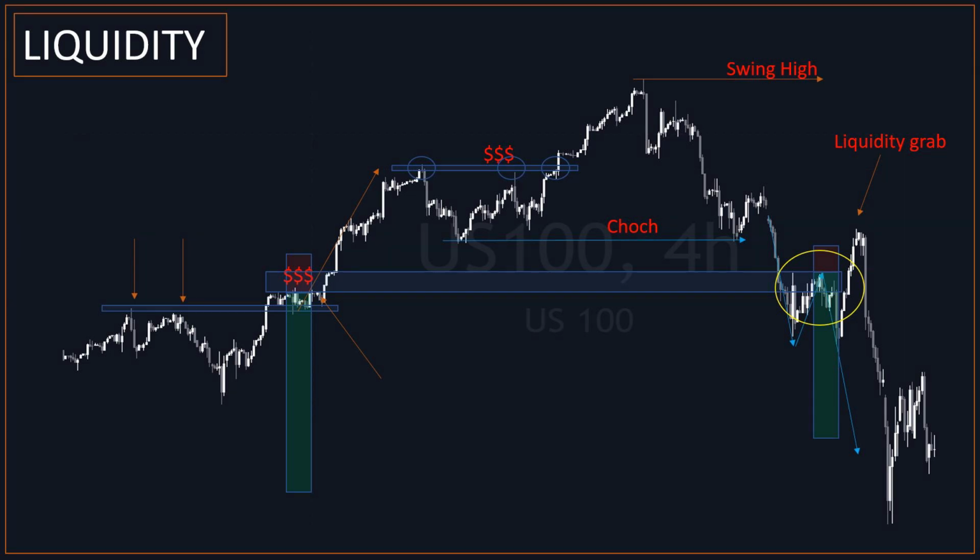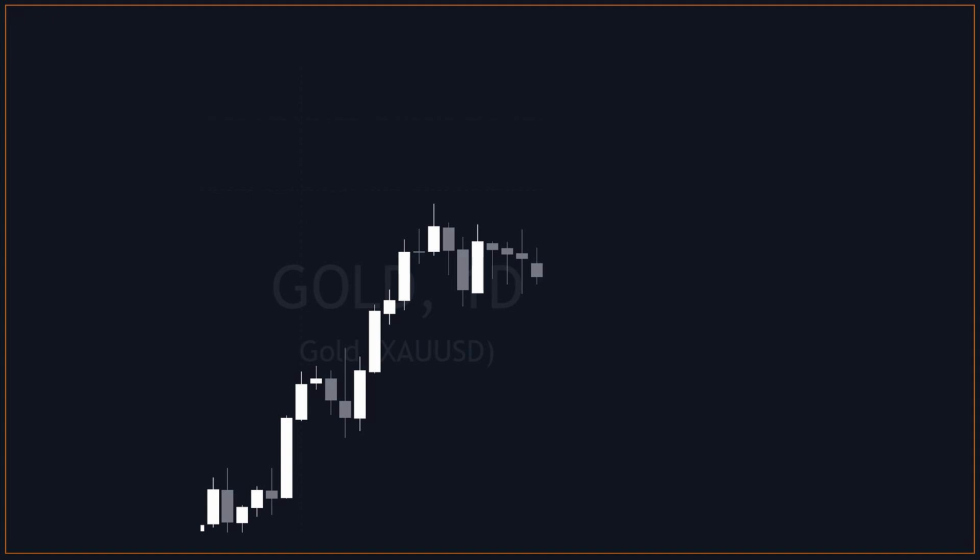All right, let's move on. So this is gold on a daily time frame, and looking at this chart, we can clearly see that gold is in an uptrend, and right here we notice a very nice fair value gap. We mark it.